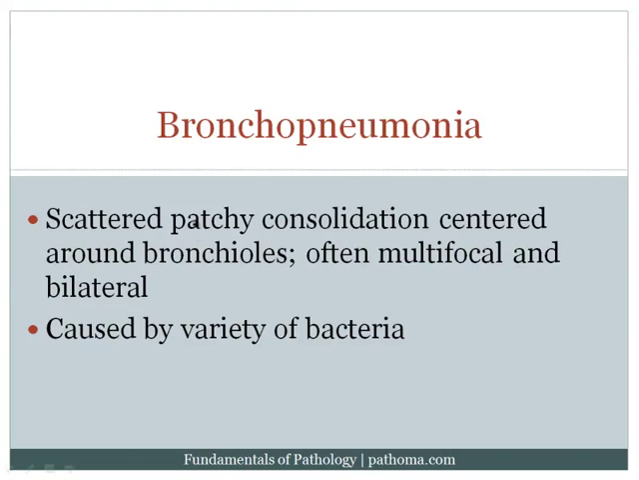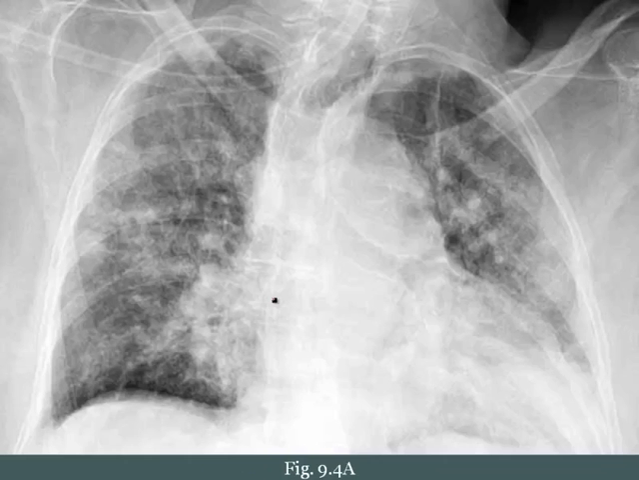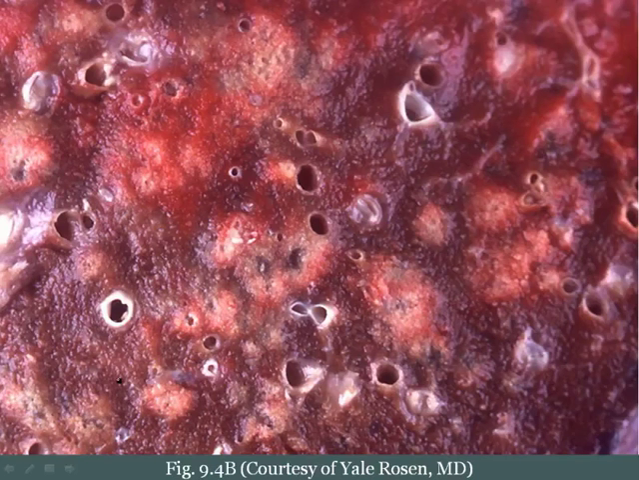Bronchopneumonia is when you get scattered patchy consolidations centered around bronchioles. It's often multifocal and bilateral, and again, as I've stated, it's caused by bacteria. Here's a classic picture showing you a bunch of splotches or areas of pneumonia. And again, that would represent a bronchopneumonia. Here's a gross picture of bronchopneumonia highlighting the patchiness of the process, and of course this is running along the bronchioles. So scattered along the bronchioles are these patches of inflammation.